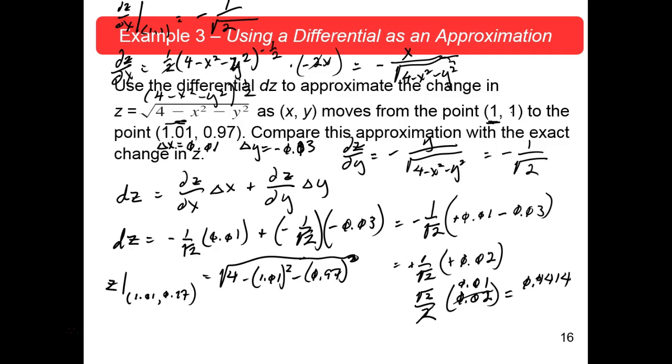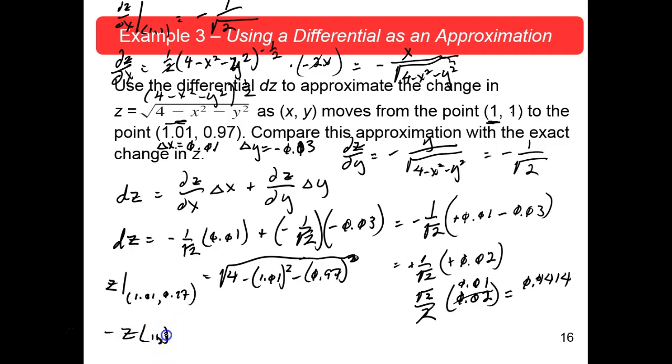Square root of 4 minus 1.01 squared minus 0.97 squared. Square root of all that. While you're doing that, then you would subtract from that z at 1, 1.